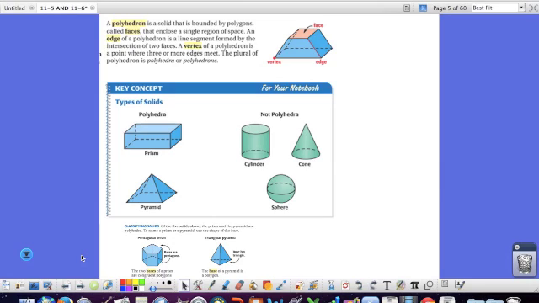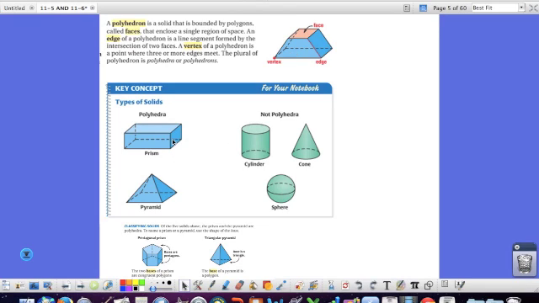In this lesson, we're going to get into some three-dimensional objects. A polyhedron is a solid that is bounded by polygons called faces and encloses a single region of space. An edge of a polyhedron is the line segment formed by the intersection of two faces. We tend to think of faces as sides. And a vertex of a polyhedron is a point where 3 or more edges meet. The plural of polyhedron is polyhedra or polyhedrons.